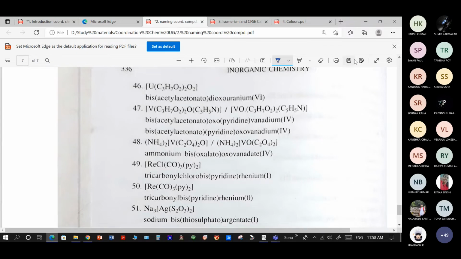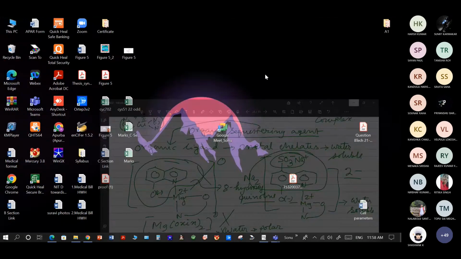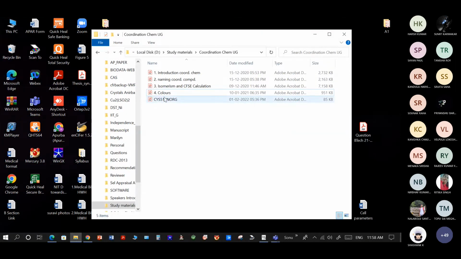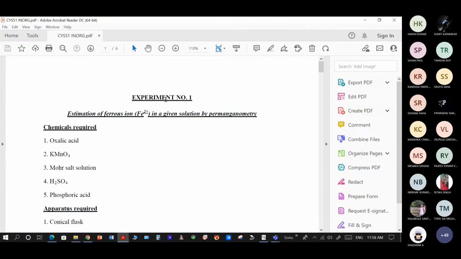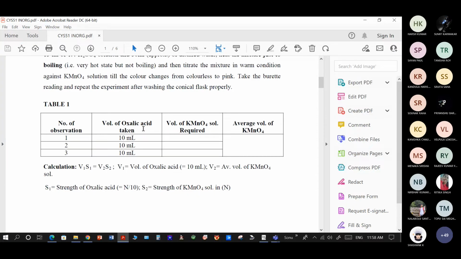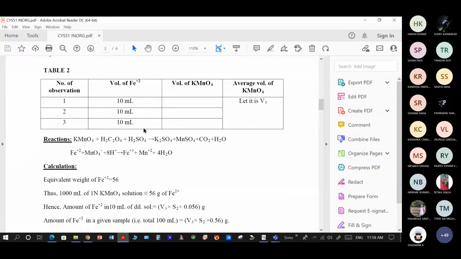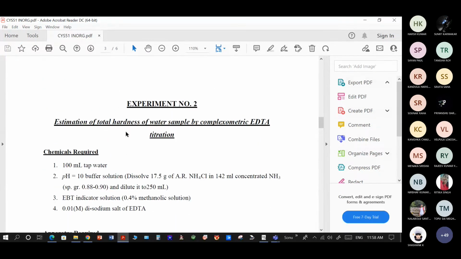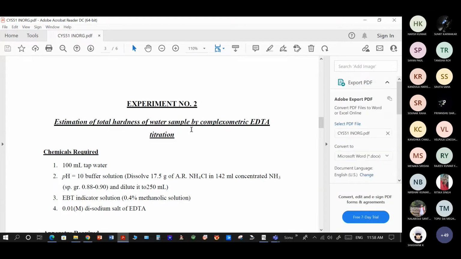Okay, one more thing. Let me show you whatever we have in your practical class here. This one. The inorganic part is there. So the ferrocyanide estimation and then, just wait for a minute. Experiment number 2, estimation of total hardness of water sample by complexometric EDTA titration.